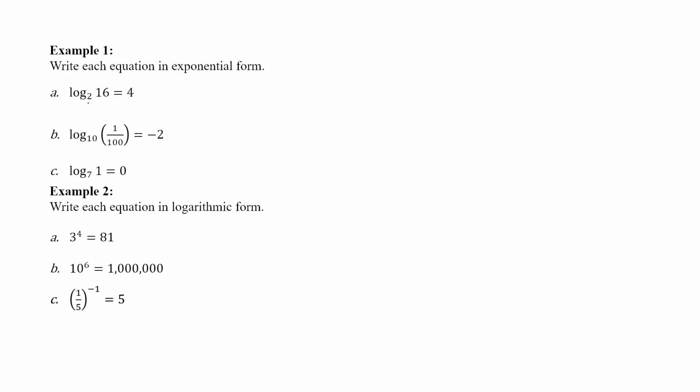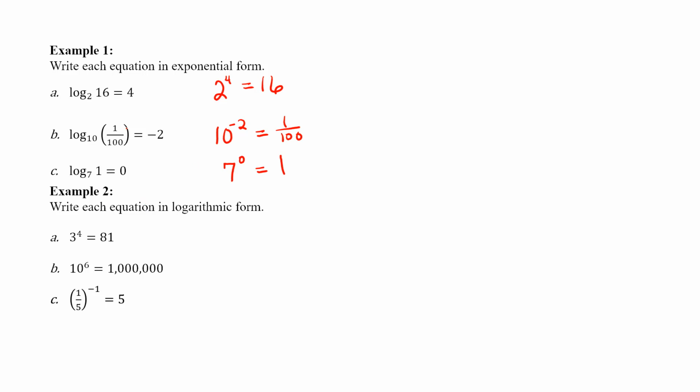So you've got log base 2 of 16 equals 4. To write that in exponential form, it's going to be base to the power equals the number. When you have log base 10 of 1 over 100 equals negative 2, you write that in exponential form as base to the power equals the number. To change log base 7 of 1 equals 0 into exponential form, you would say base raised to the power equals the number.